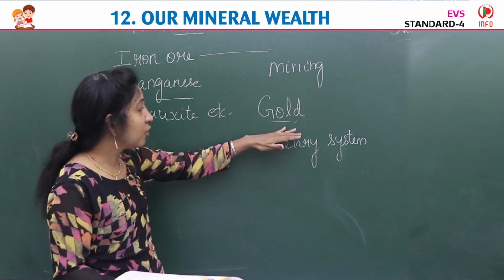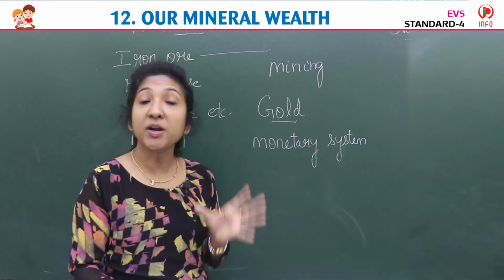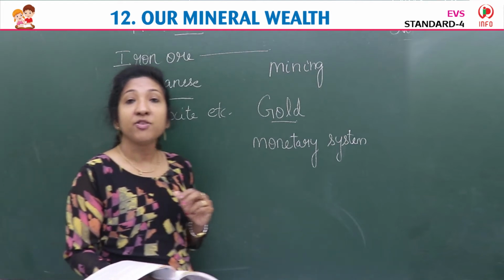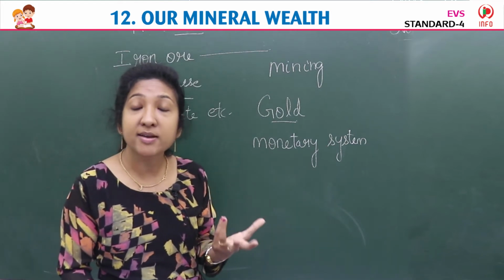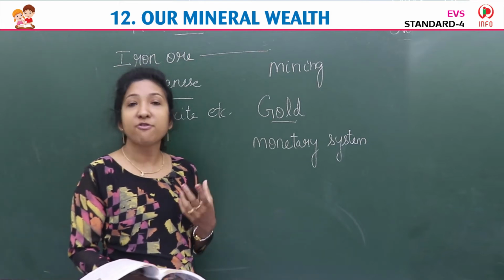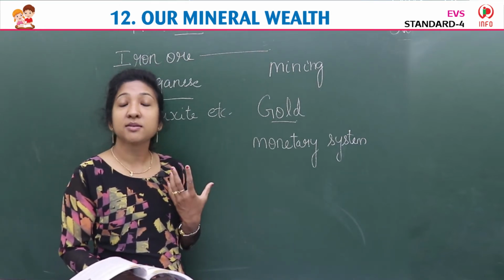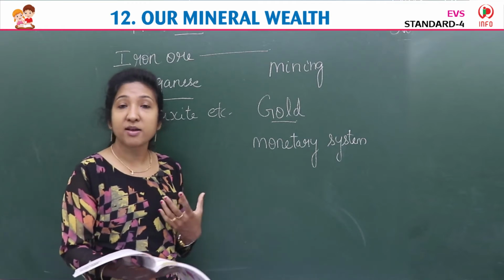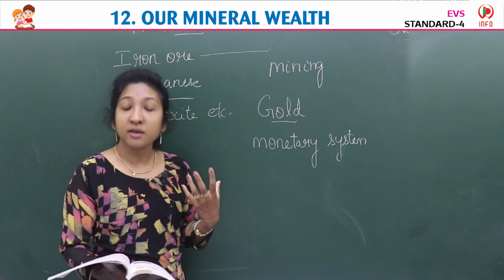Next we learned about gold. Gold is our precious metal, or a valuable mineral, we say. We use gold for ornaments, and for giving rewards like medals, statues, trophies, etc., for Olympics or Nobel Prize winners. Okay, for Oscar awards too. In all these fields we use gold.